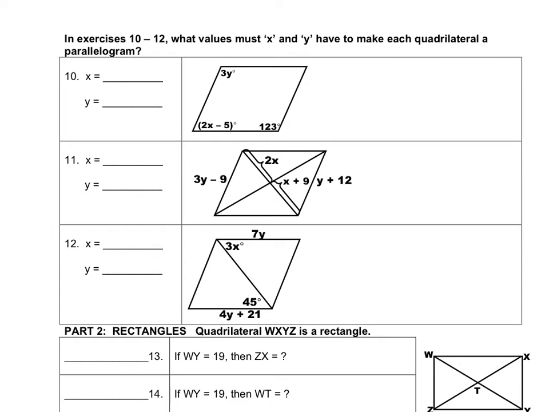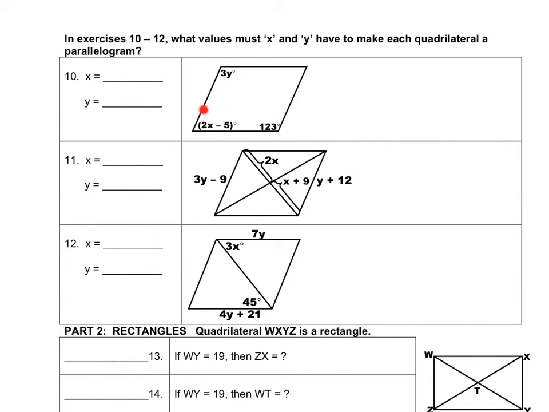Okay, number 10 through 12 are more parallelograms. Opposite angles are the same. Consecutive angles are supplementary. Diagonals are going to be the same. Opposite sides are going to be the same. Okay, on the first one, if you look at your picture, you have 3y, 2x minus 5, and 123.